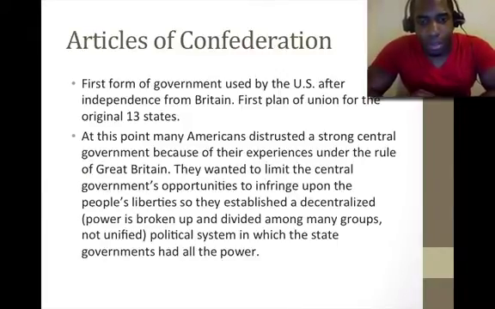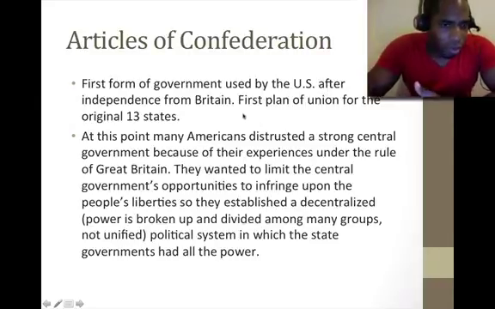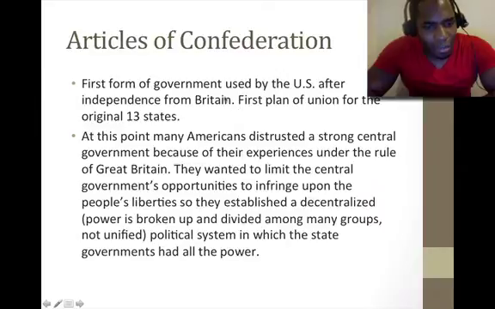So they came up with this system of government, and they called it the Articles of Confederation, and it was the first form of government used by the U.S. after they got their independence from Great Britain. Now, the Articles of Confederation.